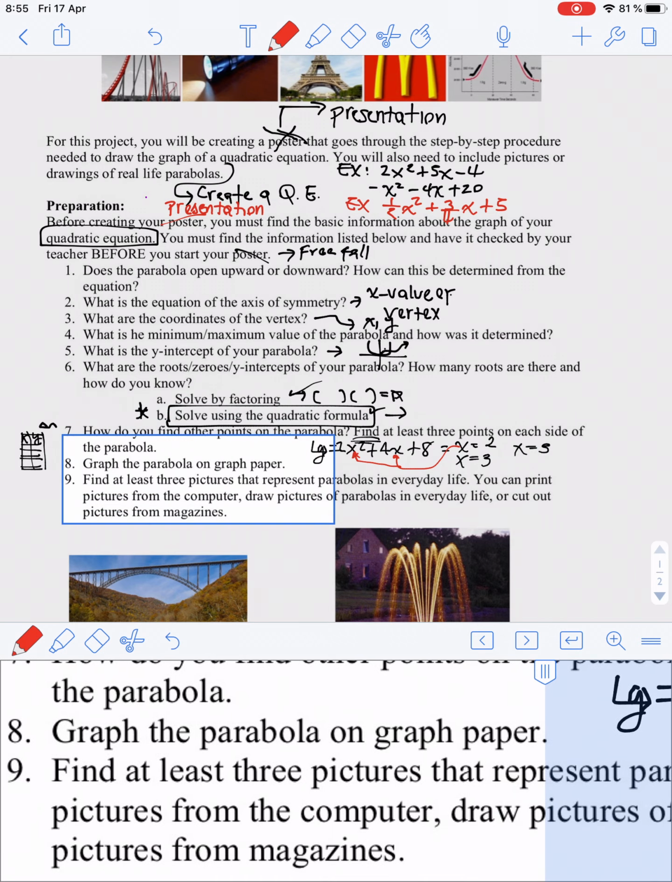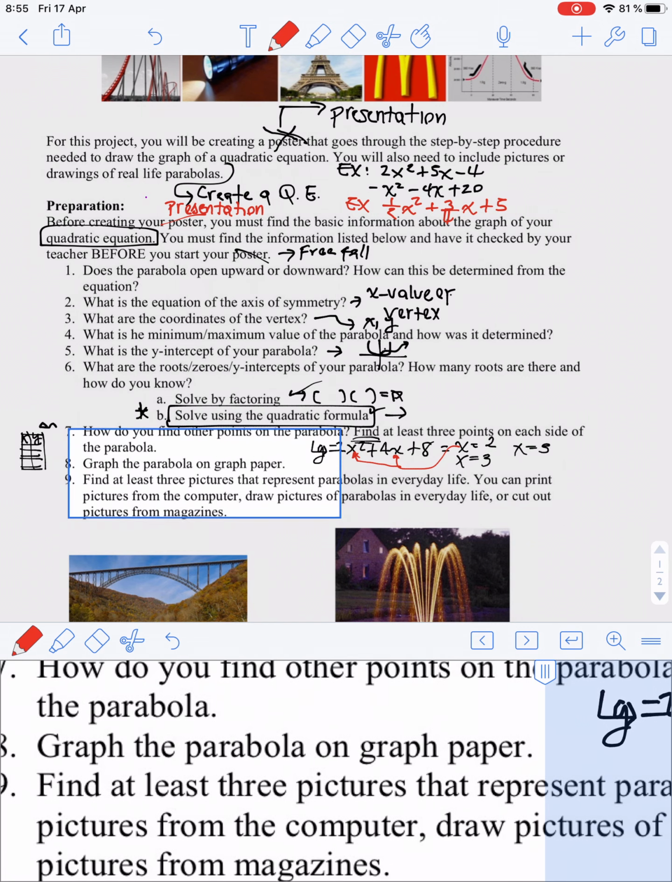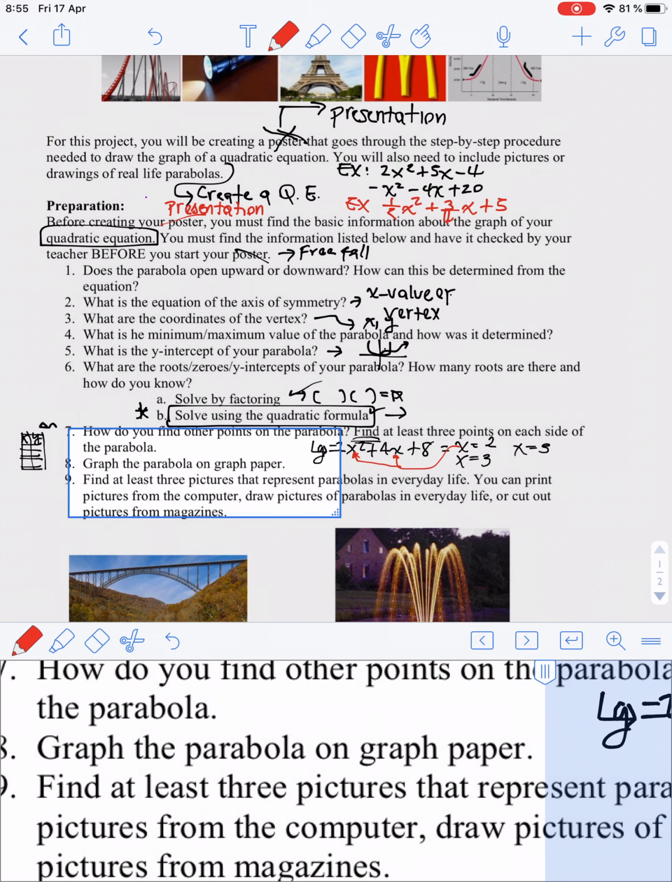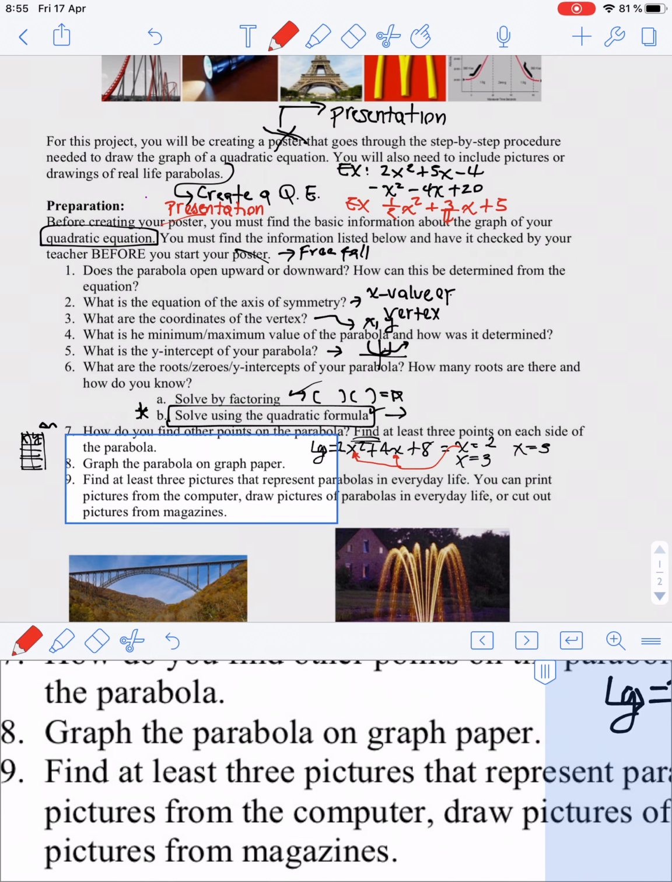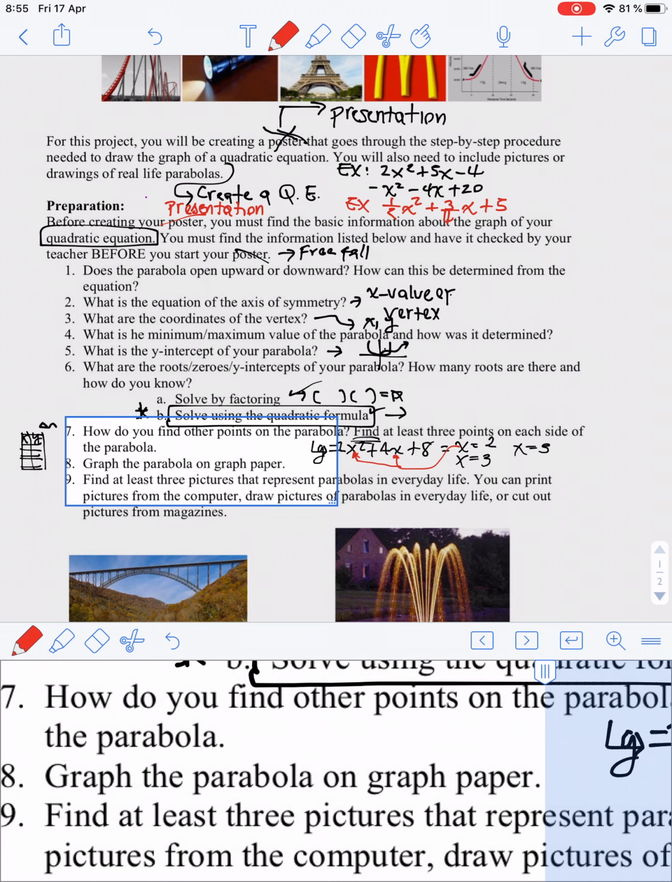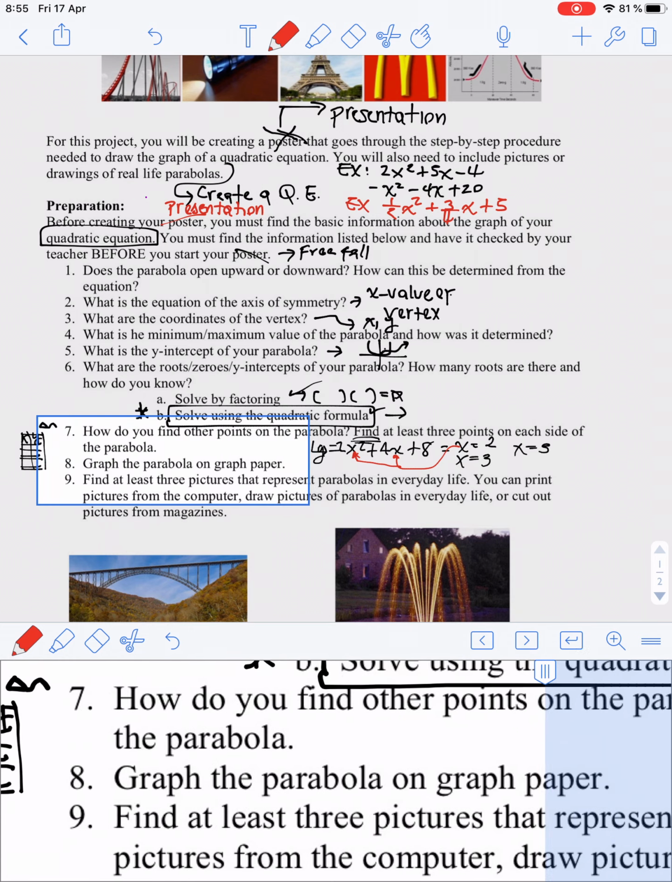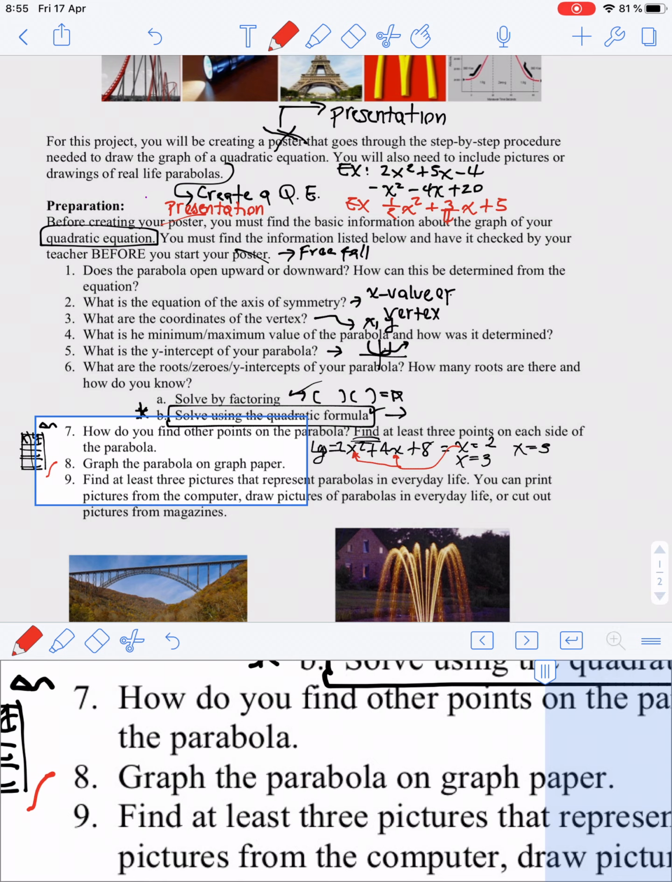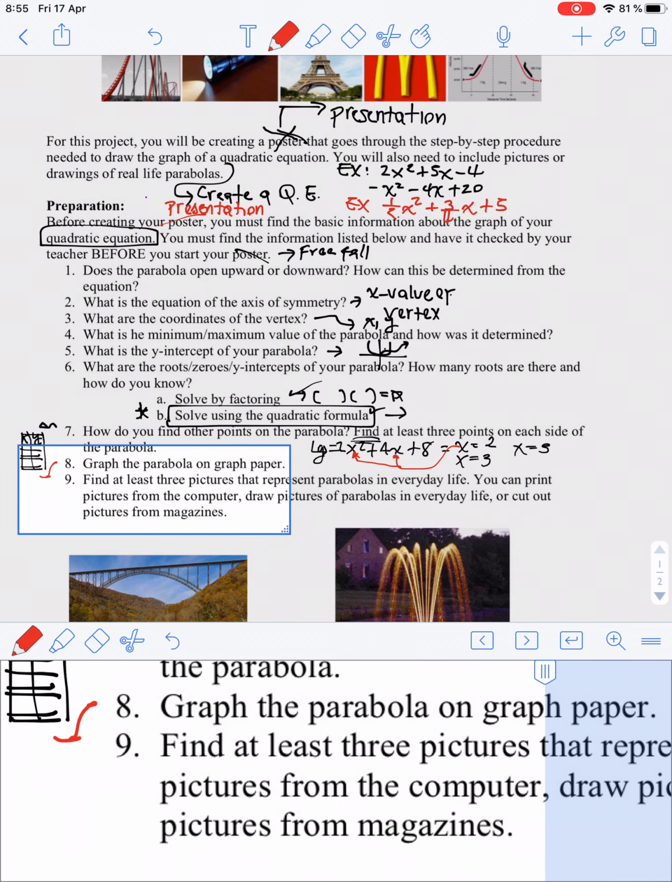Graph the parabola on graph paper. That means we are going to use a millimeter paper. In case you don't have paper at home, do it on a sheet of paper, but do it with a ruler. It is mandatory. I will not accept parabolas done without using the ruler. Okay, ruler. You need to use the ruler.